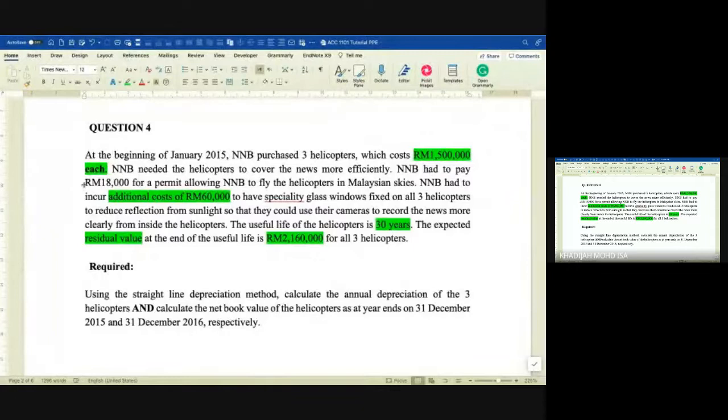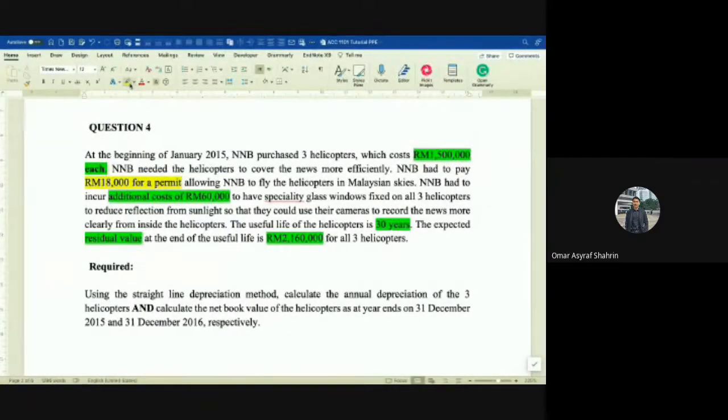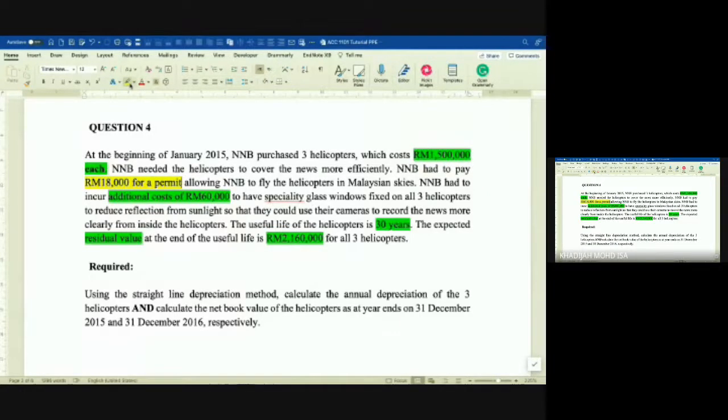What about the 18,000 permit? The 18,000 permit, is that a capital expenditure or is a revenue expenditure? Is it revenue, madam? Revenue. Why? Because permit is something that you have to pay on annual basis. So you don't pay permit one time only. So it's a revenue expenditure. It's a recurring expenditure. So that's why it's not included as cost of the asset. So when you want to compute your depreciation, number one, you must determine what is the cost of the asset. So in this case, 1.5 million, you have 3. So 1.5 times by 3 helicopters.